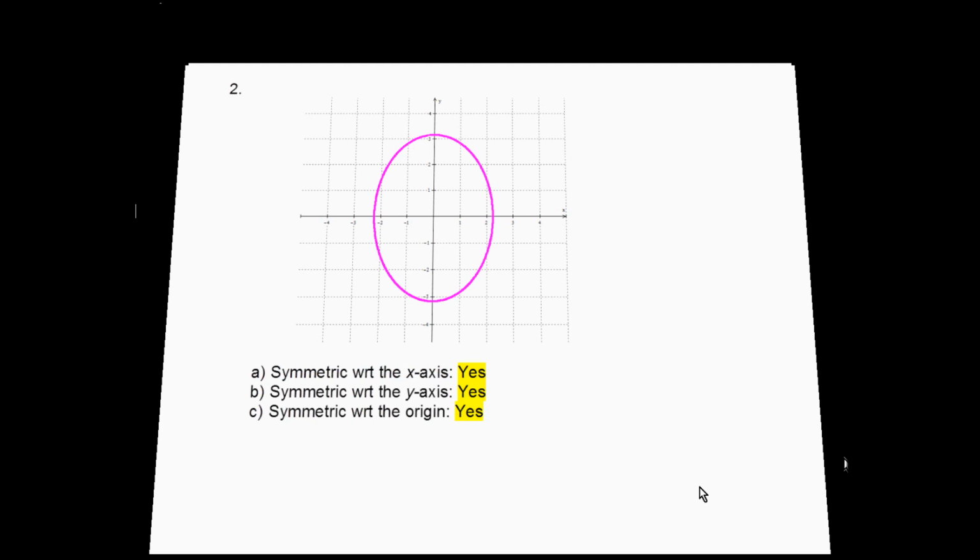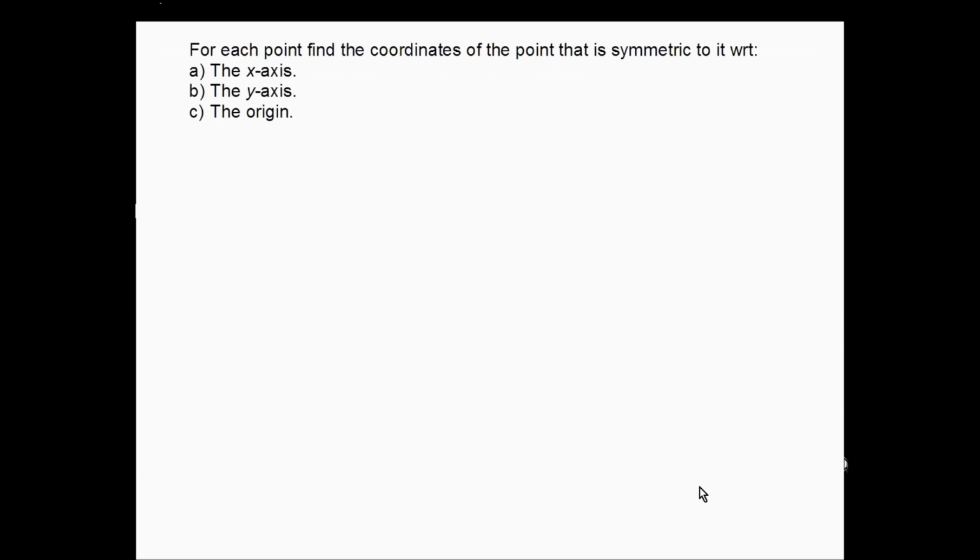Okay, let's focus on functions now. So our next topic for this section 2.4, let's look at examples. For each point, find the coordinates of the point that is symmetric to it with respect to part A, the x-axis, part B, the y-axis, part C, the origin. So I'm going to give you a point, and you're going to give me the coordinates of the point that has the symmetries with respect to the x-axis, y-axis, and origin.